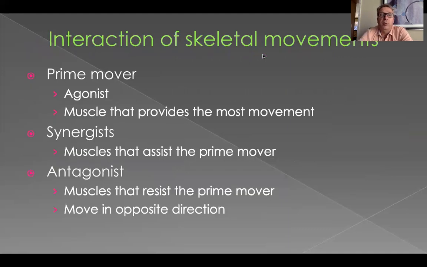Interaction with skeletal movement, again, we maybe should have talked about this before you did your lab, but I think a lot of you could figure it out, or at least if you asked me. We have agonist versus antagonist and the synergist, right? So the agonist is the primary mover. The muscle provides the most movement. The antagonist is the one that resists the prime movement. So if you're doing a bicep curl, you got your tricep.